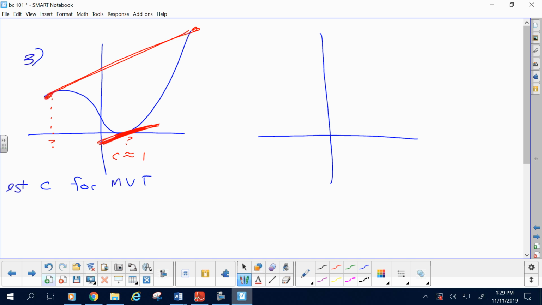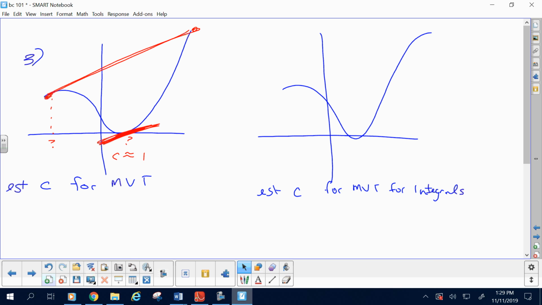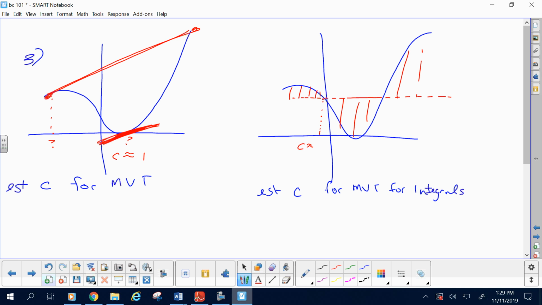Now the second question is same graph. Estimate the C for the mean value theorem for integrals. What is the mean value theorem for integrals' big idea? There has to be a place where the average value is made. Where did you say ballpark the average value is? Average y value is roughly in here, so that all the overage and all the underage is about canceling each other out. So how many C's did you have here? You should have roughly a C there or here where the average value is made.